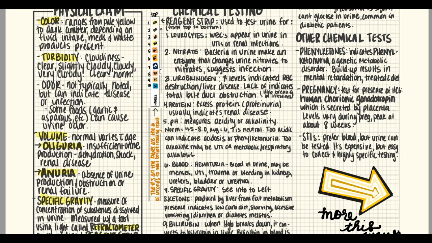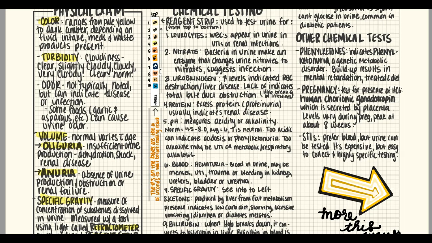Okay, so on the reagent strips, starting at the top for the lecture, the leukocytes, which is box number 1, those are white blood cells. They appear in urine in the case of urinary tract infections or renal infections. Moving on down, nitrates: different bacteria in urine make an enzyme that changes the urine nitrates to nitrites, and that can suggest an infection.